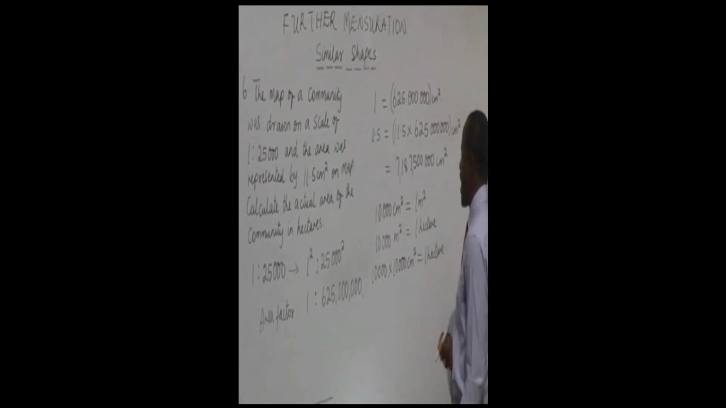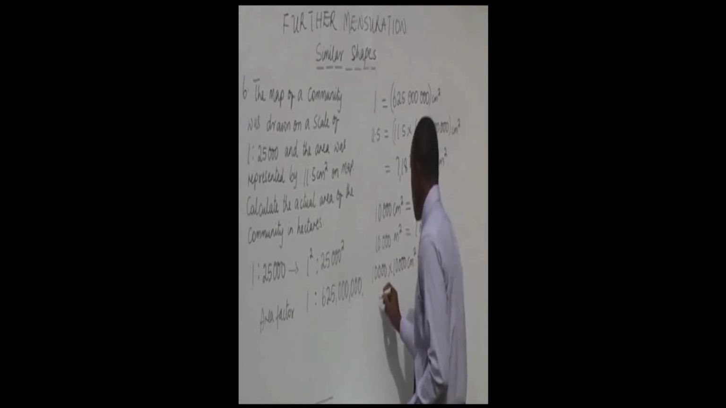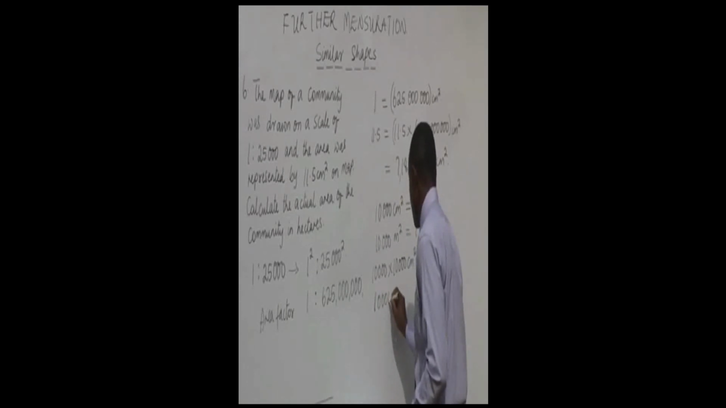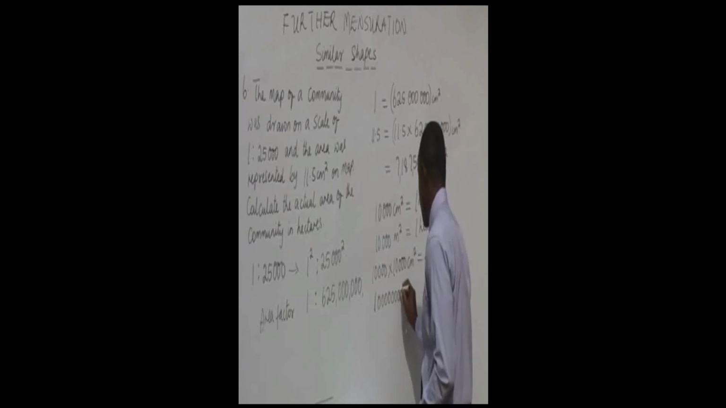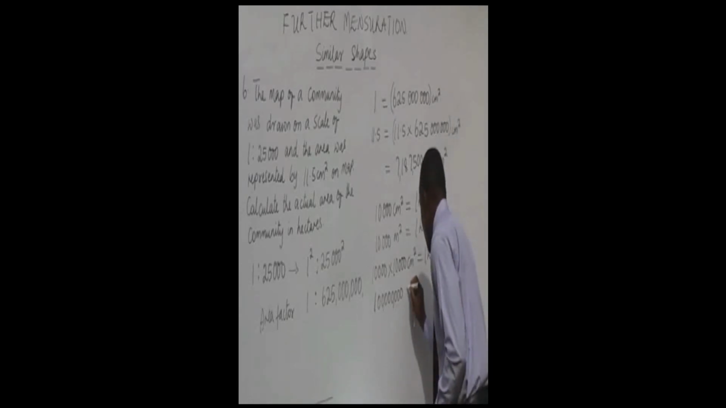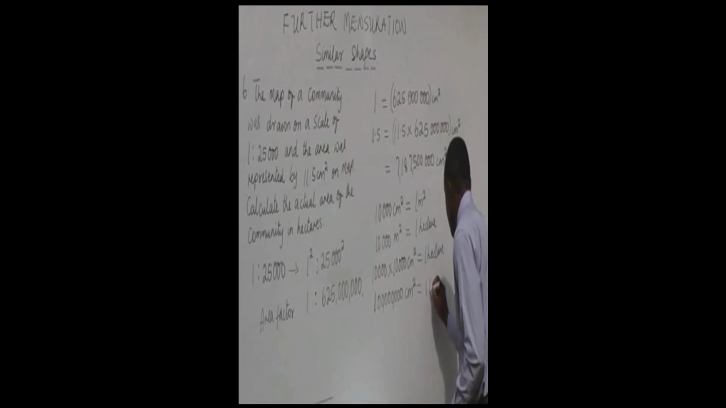By simple arithmetic, just write 1 and put 8 zeros. 100 million cm squared is 1 hectare.